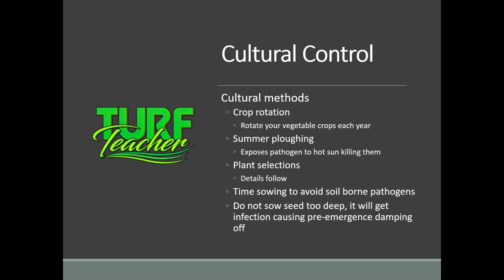Summer ploughing or plowing, however you say that, exposes the pathogen to the hot sun, which we've had plenty of the past few days. It's going to kill those pathogens. With plant selection, make sure that you're only choosing plants that are healthy, that are disease resistant, and that are for our geographic location. Time your sowing. Basically, if you're planting in a greenhouse or in your garden, time your sowing to avoid soil-borne pathogens, and do not sow the seeds too deep because they will get infection, causing pre-emergent damping off.